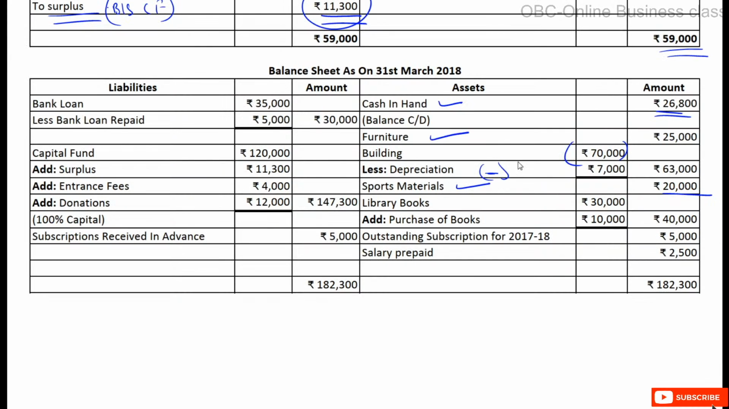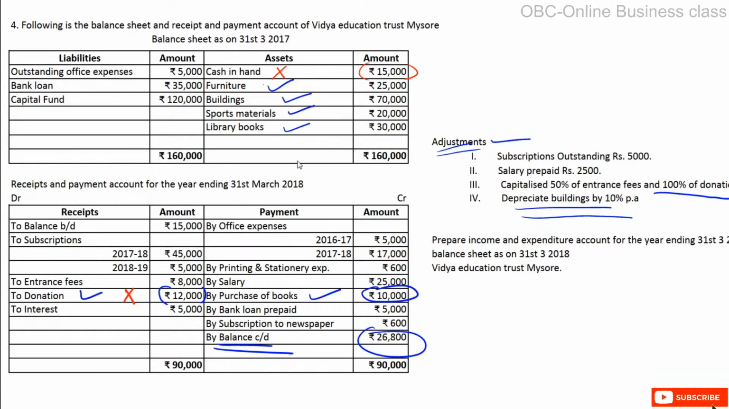Move back to the current year balance sheet. Write library books 30,000 plus add this to 10,000. Write 40,000 in the outer column saying library books. Next, back to the balance sheet of last year. We cleared all the asset items.